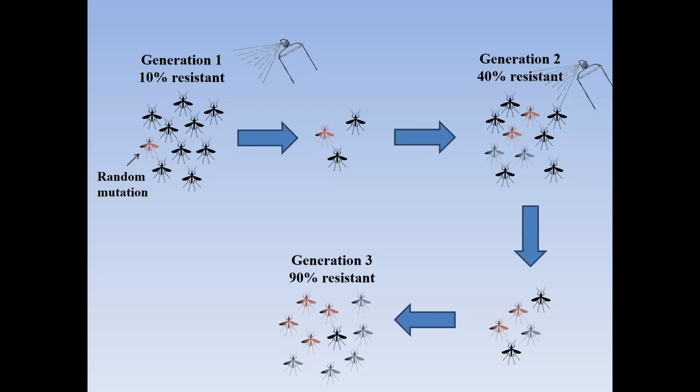Then you have your next generation, which are 90% resistant. You spray those, and the cycle continues. So it's a perfect example of why we try to use the IVM pyramid rather than just spraying, and why we also rotate products within our arsenal of controlling mosquitoes.